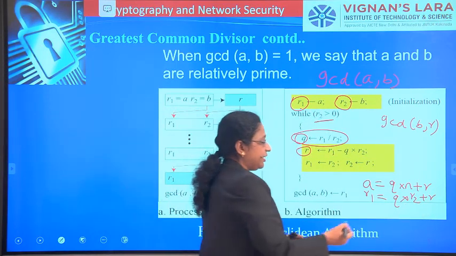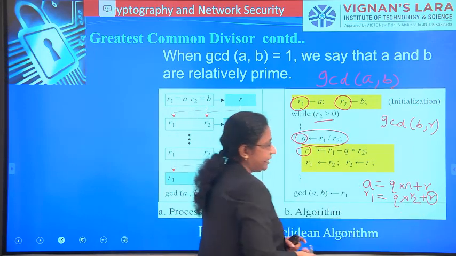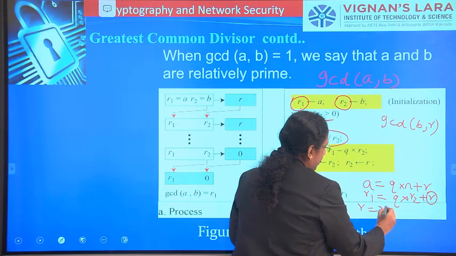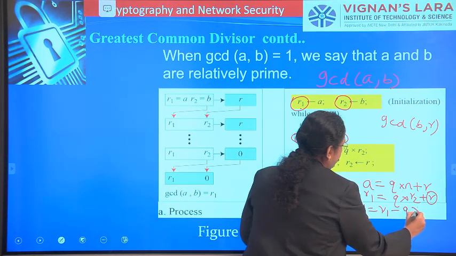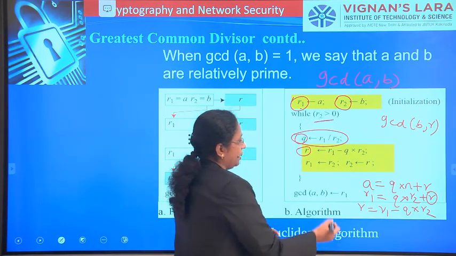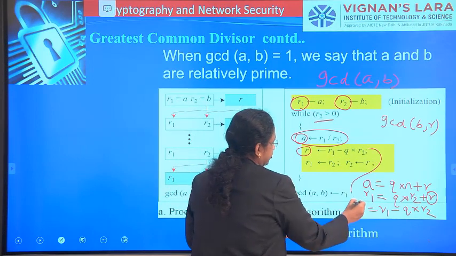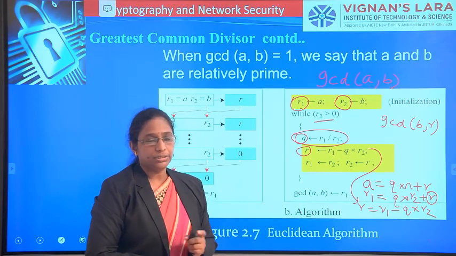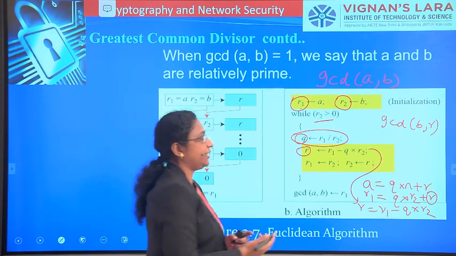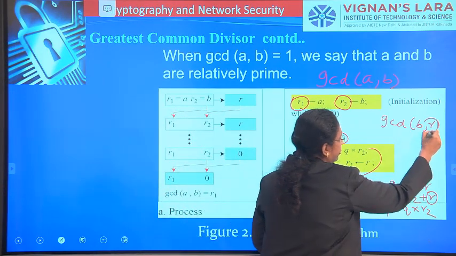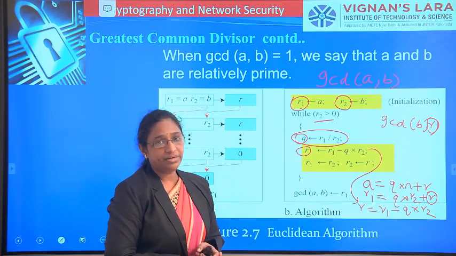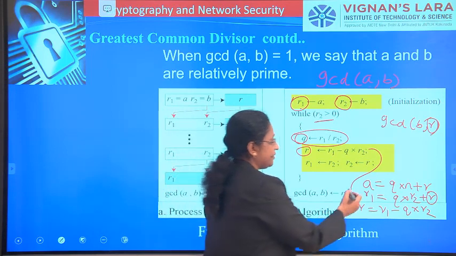So here what we require is the remainder. Then R will be equal to R1 minus Q into R2. That is what we are doing here. In the Euclidean algorithm, for finding the GCD of two numbers, we require the remainder, and that remainder we are calculating by using this divisibility rule.